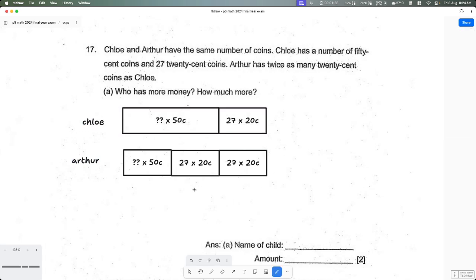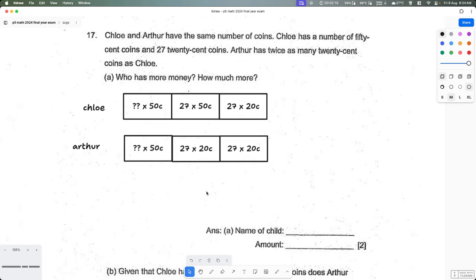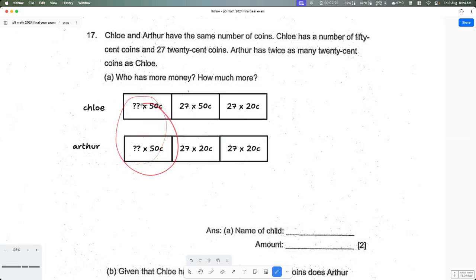Do you see this? 27 times 20 cents. So that means this over here is also 27 coins. We can just put it like this. And this is 27 coins, but it's not 20 cents, it is 50 cents. So from here, we kind of know the difference in terms of value, because they have an equal amount of 50-cent coins, and an equal amount of this as well. So this is the difference.